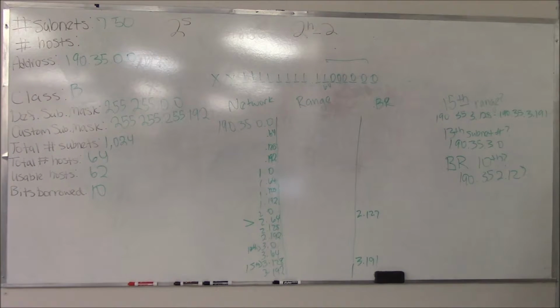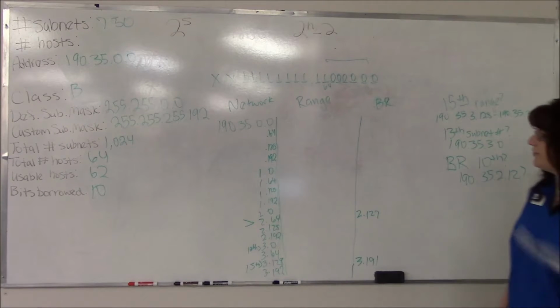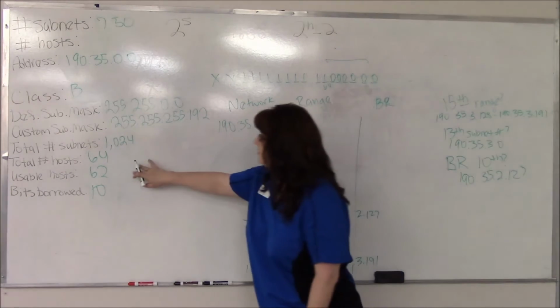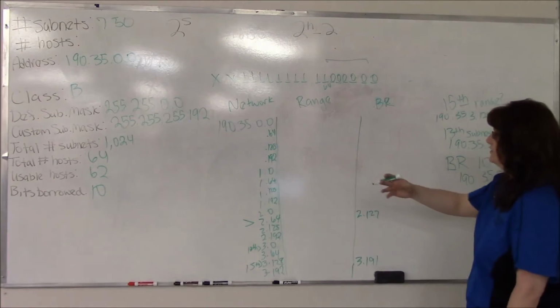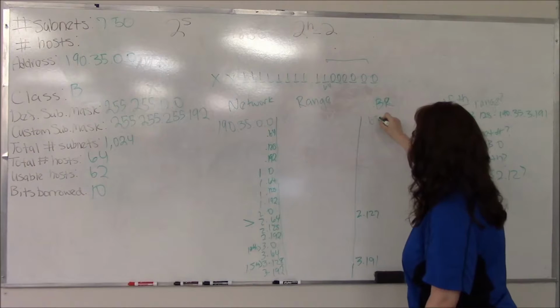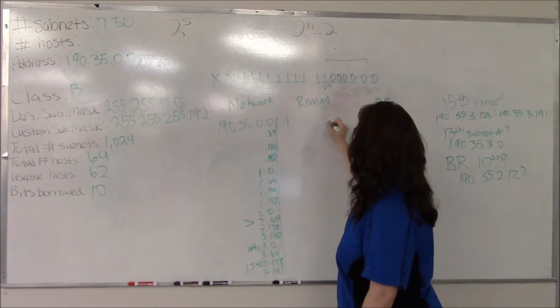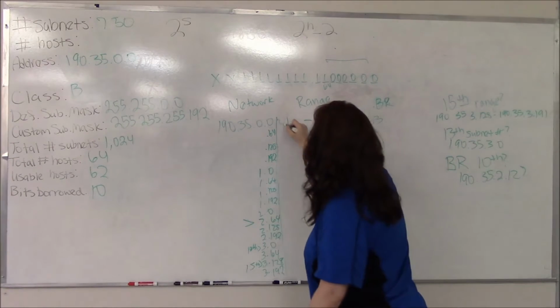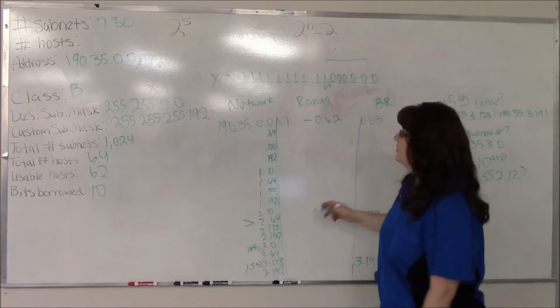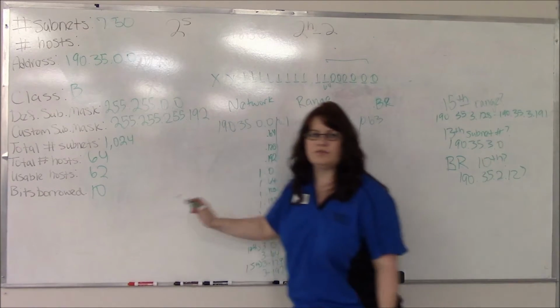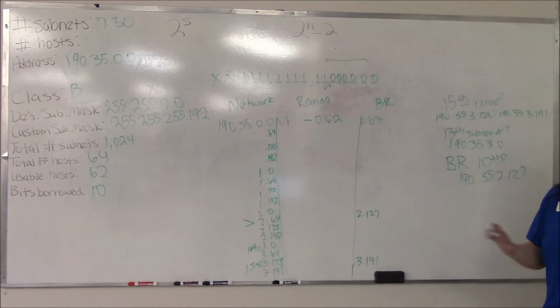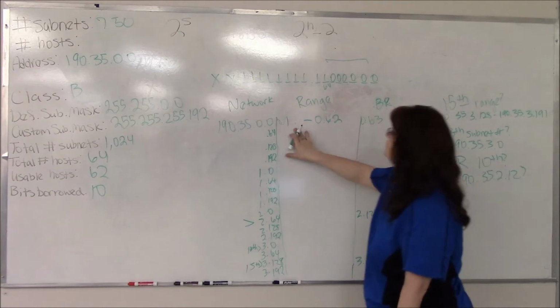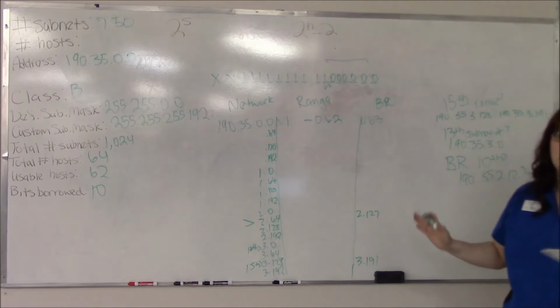I do want to point out, you asked a really good question earlier, and I don't think I really addressed it. Regarding this relationship, subnets and hosts. For this first one, your range is from 0.1 to 0.62. You have 62 usable hosts on each of those subnets. Not in total, but on each of those 1,024 subnets. Here's one of them, you have 62 usable addresses. Just to point that out.